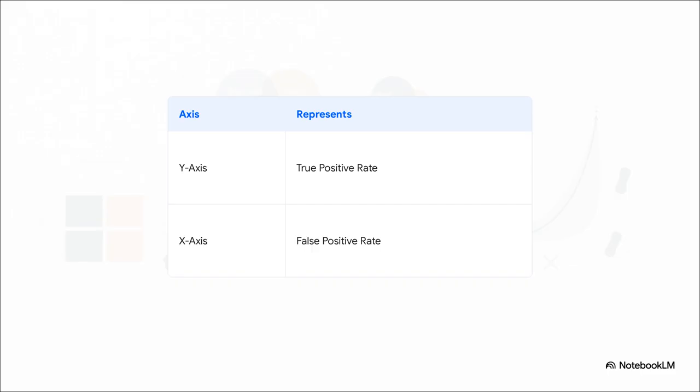The y-axis here represents how well we catch the good splints, and the x-axis shows how often we accidentally pass defective ones. As we tweak our algorithm's sensitivity, this curve beautifully visualizes that exact trade-off. It shows us exactly how much risk we're taking on for every single incremental gain in production efficiency.